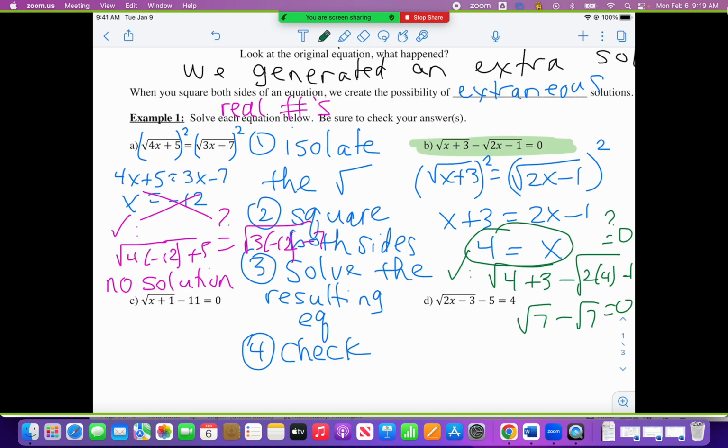Okay. All right, I'm going to pause a moment, and I want you to try letter C. Step 1 is isolate the square root, square both sides, solve the resulting equation, and check your solution.